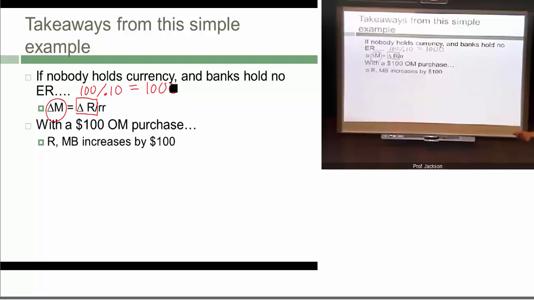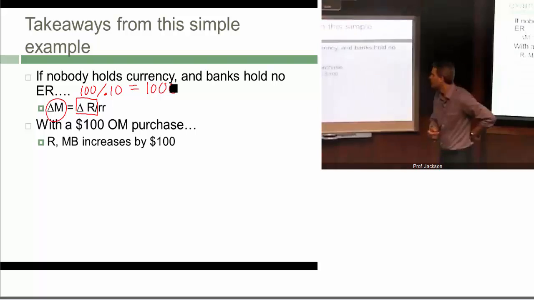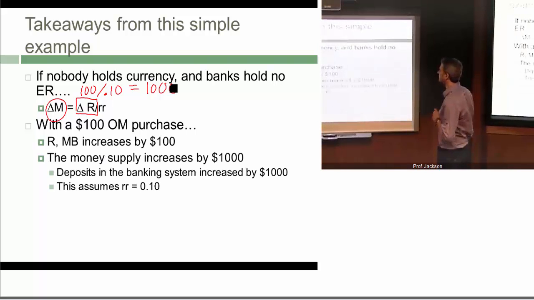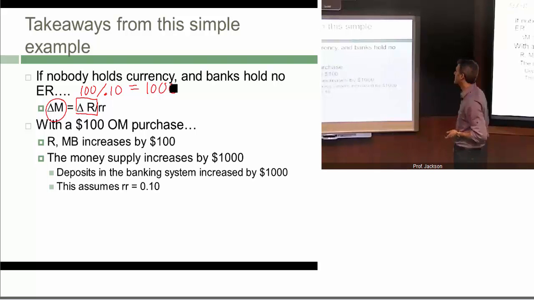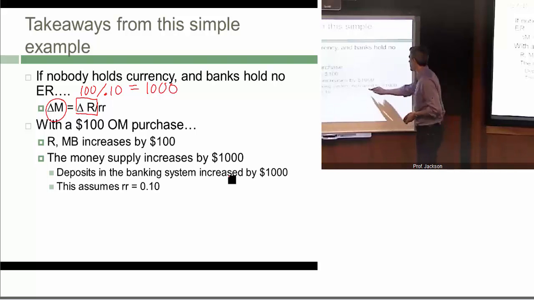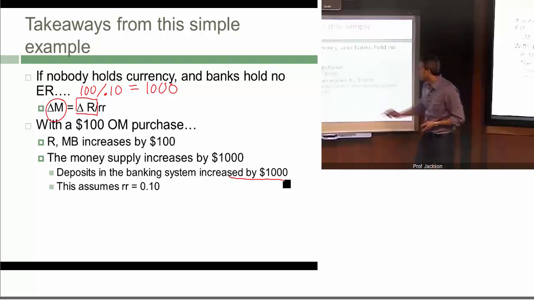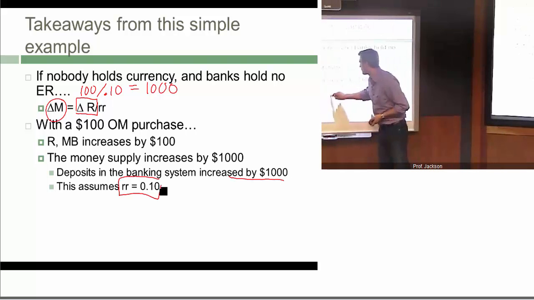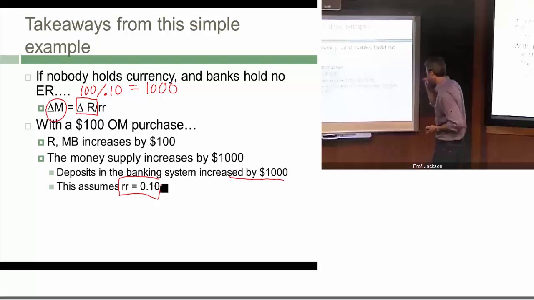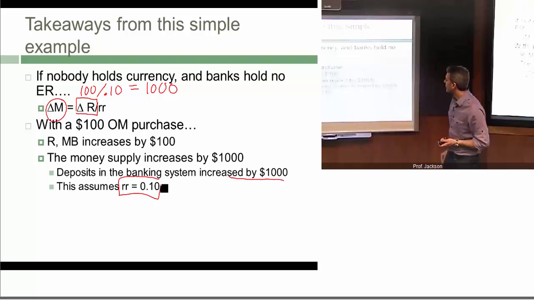So with that $100 open market purchase of bonds by the Fed from banks, the amount of reserves and the monetary base increased by $100, exactly $100. But as we just saw, the money supply increased by $1,000, a 10-fold increase as a result of this. And so the total amount of deposits in the banking system increased by $1,000. And again, this is under the assumption that the required reserve ratio is equal to 10% or 0.1.